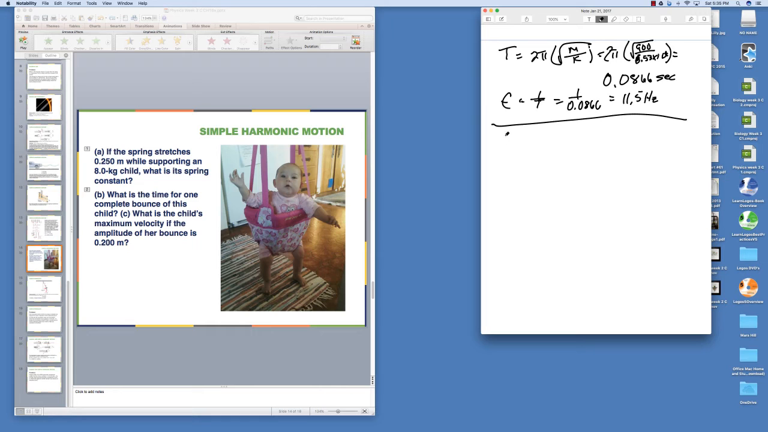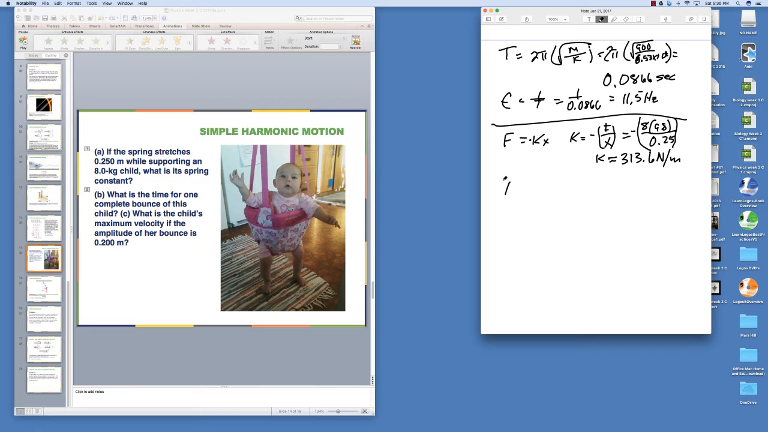So again, this follows Hooke's law. So F is equal to minus Kx. So K is equal to minus F divided by x, which is equal to, this is an 8 kilogram baby times 9.8 divided by 0.25. These springs tend to not be very strong. K here is going to equal 313.6 newtons per meter.